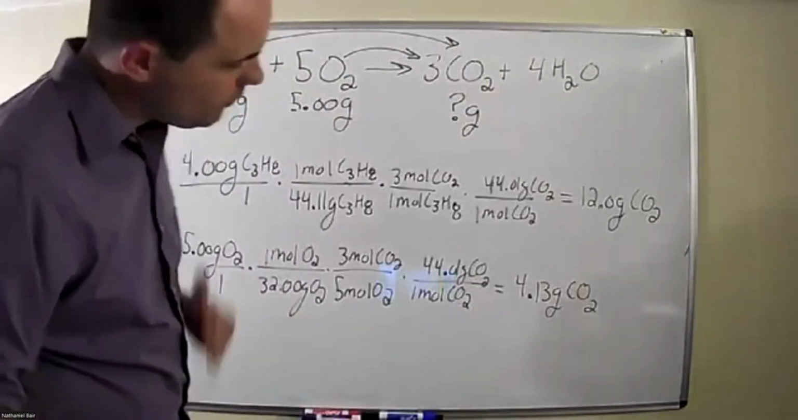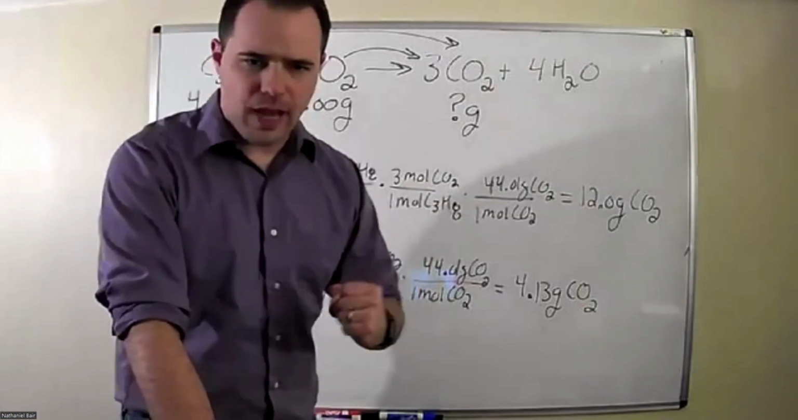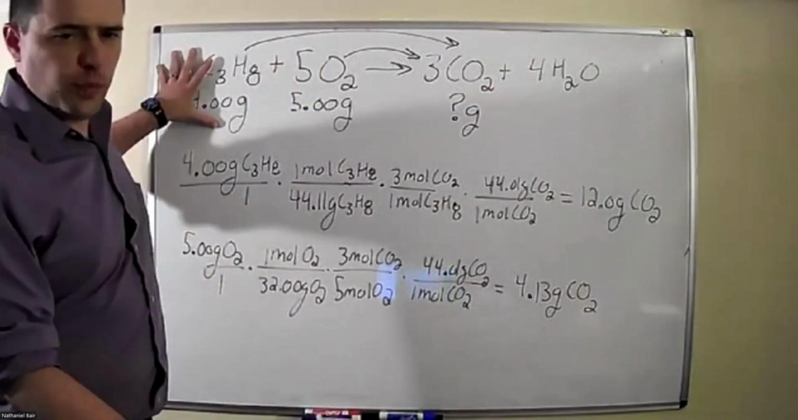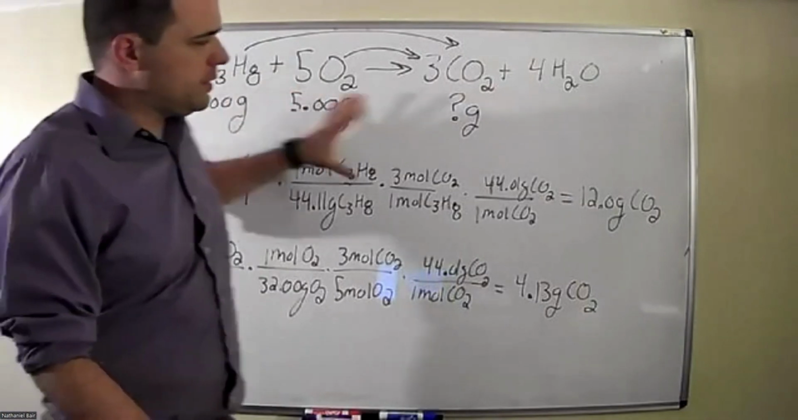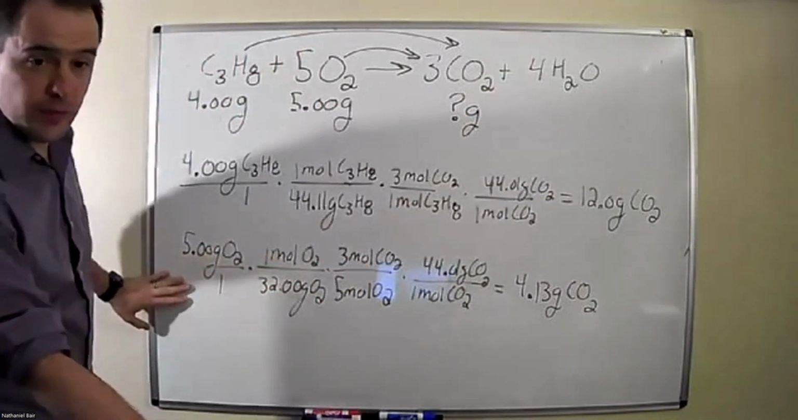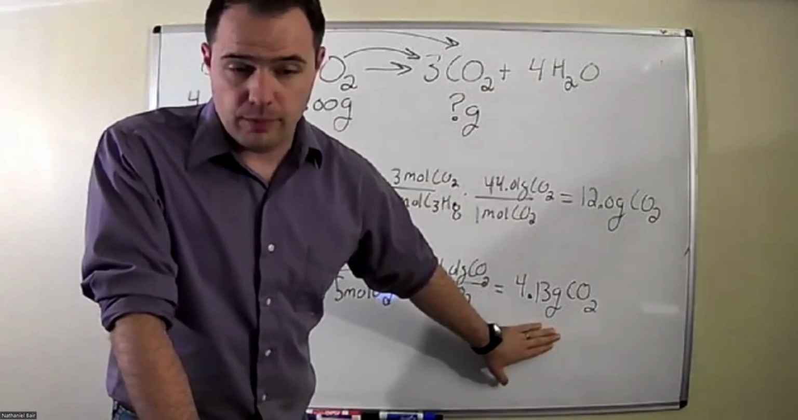All right. Hopefully you did that, right? We already did this one. It's good to do it again, right? The more you do it, the better you get. The 4 grams of propane would allow us to make 12 grams of the product CO2. The 5 grams of O2 allow us to only make 4.13 grams of CO2.